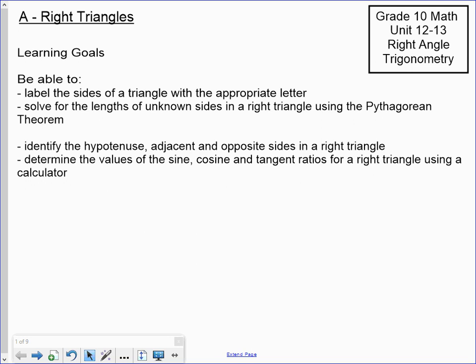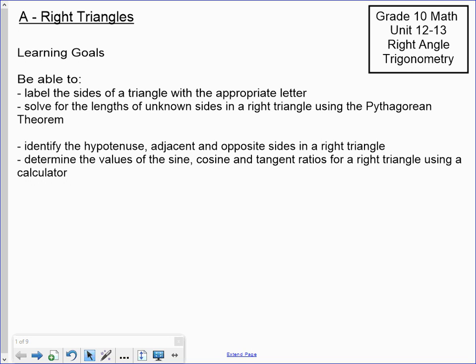This is our first lesson in Unit 1213, which is all about right-angled trigonometry. In section A, we're just going to review some stuff about right-angled triangles that you would have learned in previous courses. We want you to be able to label the sides of a triangle with the appropriate letter and solve for the lengths of unknown sides in a right triangle using the Pythagorean theorem. And then we're going to introduce a couple of concepts that are going to be really important as we work our way through this unit.